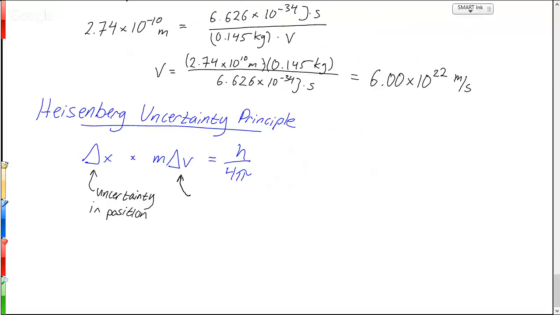M delta v is the momentum, but the delta v part is the uncertainty. We know something's mass. So m delta v is the uncertainty in velocity. So how well do we know how fast something is traveling? And if you think back to physics, what this tells us is there's a limit on how well, actually that shouldn't be an equal sign, sorry. It's an inequality.